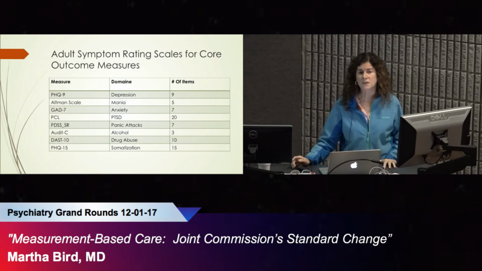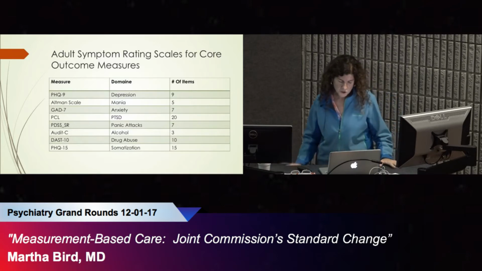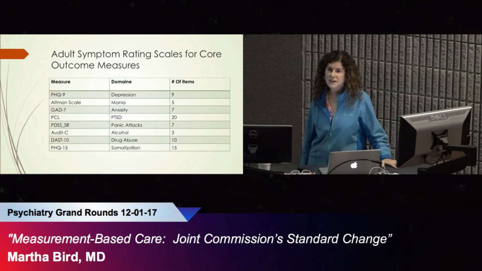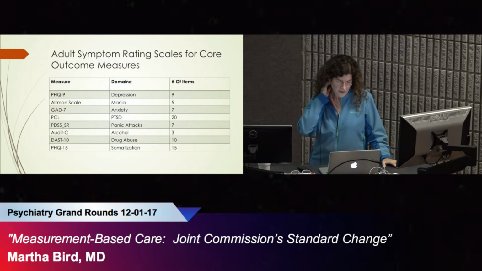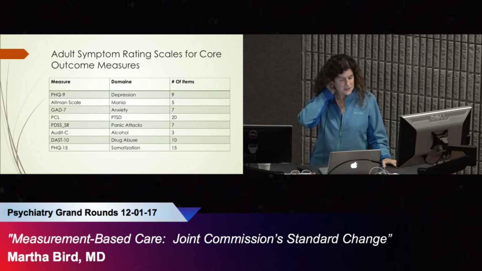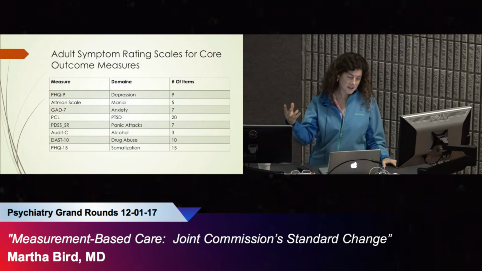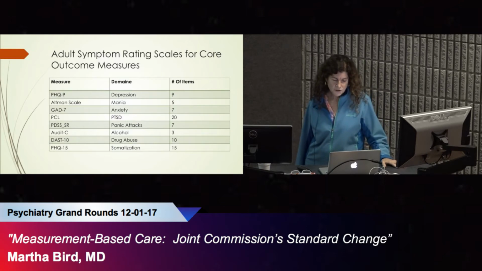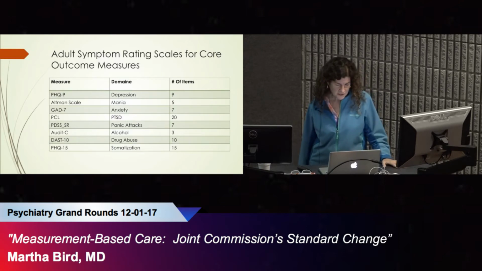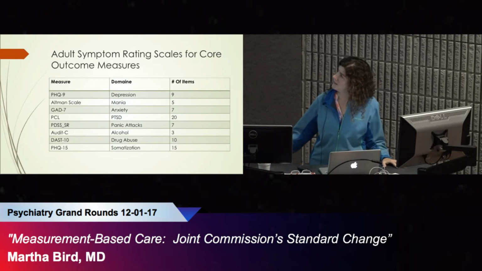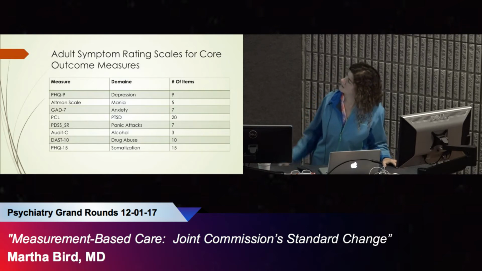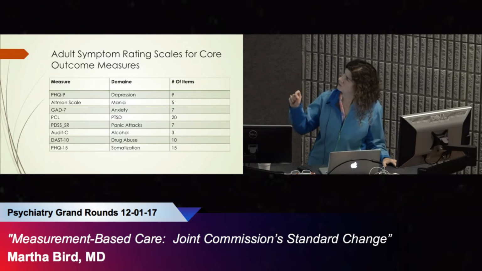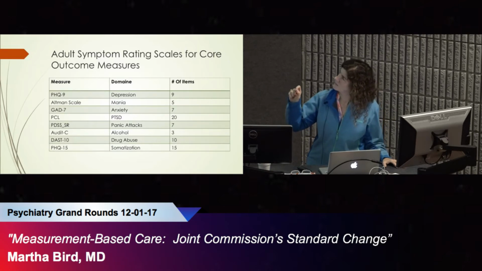There's also a thing called the Altman scale, which is used to look for mania, and it is a 5-item scale. There's the GAD-7, which stands for Generalized Anxiety Disorder 7. Looks for generalized anxiety disorder, and it's a 7-item scale. The PCL is for PTSD. Again, it's got 20 items. Some of them are a little more complex. Some of them are less.